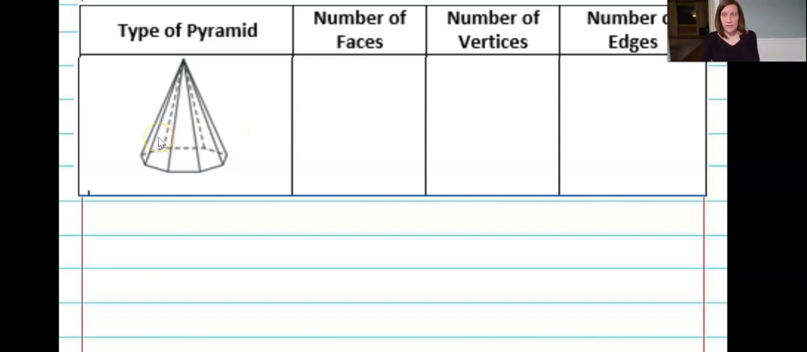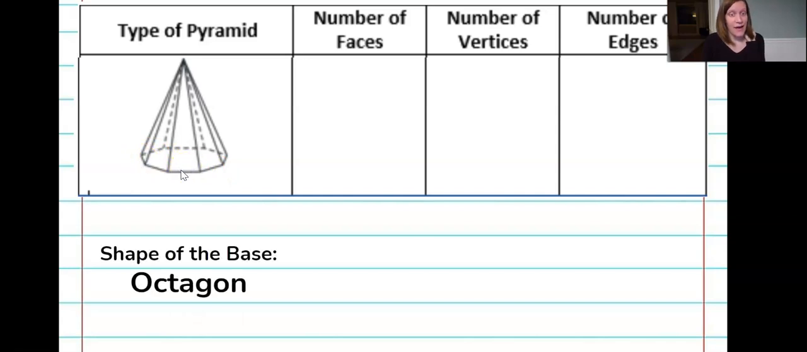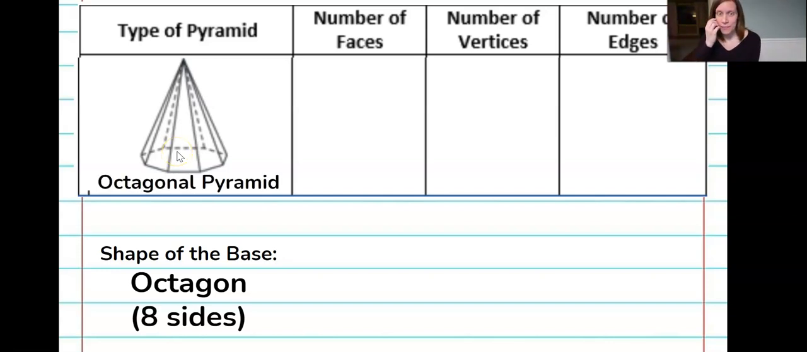I look at the base to help me figure out what the shape is. There's only 1 base, so it's a pyramid, and it meets at a common vertex, so it's a pyramid. And this base has 1, 2, 3, 4, 5, 6, 7, 8 sides. An octagon has 8 sides. This is an octagonal pyramid.